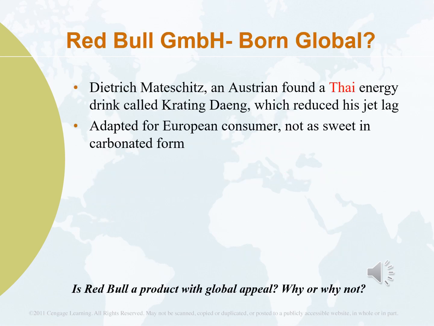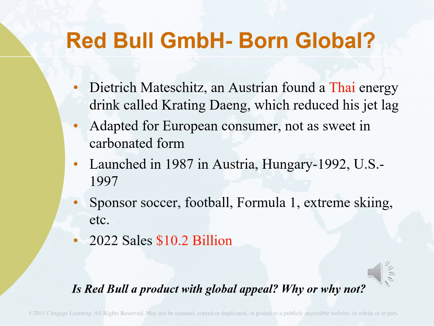You probably heard of a company called Red Bull, right? You probably drink Red Bull when you feel that you need some energy. Dietrich Mateschitz is an Austrian guy. On his trip to Thailand, he found a Thai energy drink called Krating Daeng, which reduced his jet lag. Then he got this idea and adapted it for the European consumer, not as sweet, in carbonated form, for the European market. They founded this in 1987.